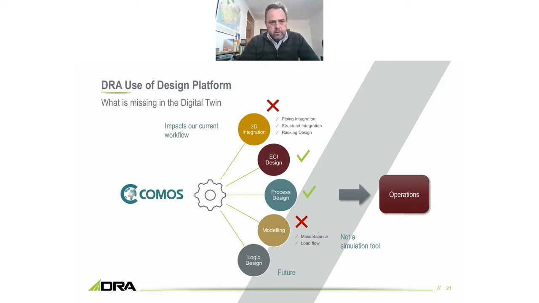And then we don't use COMOS from a simulation point of view. So the mass balance from a process point of view is done elsewhere. The load flows electrically, we still do elsewhere, and there we use something like ETAP. Often that is done still on Excel. And then the results of that would inform a single line diagram that would come into the tool.